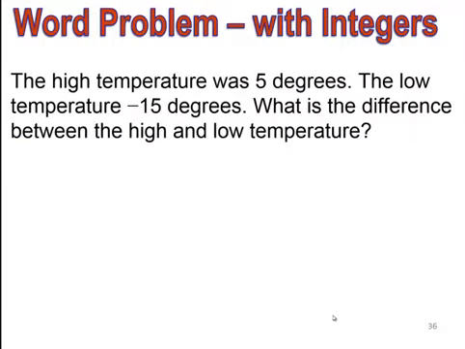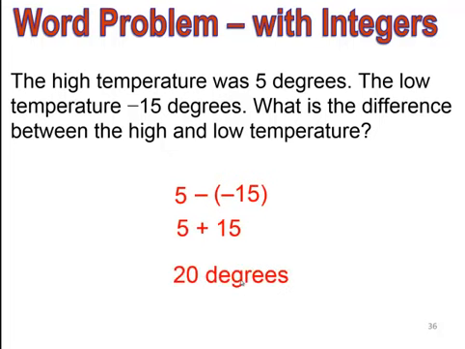Pause and try. So hopefully you see in this, the high temperature is 5 degrees and the low temperature was a negative 15. The difference means subtraction, so we're going to end up subtracting the two. So 5 minus a negative 15, and that's going to give us that double negative. That double negative changes to a plus, and we end up with 20 degrees.